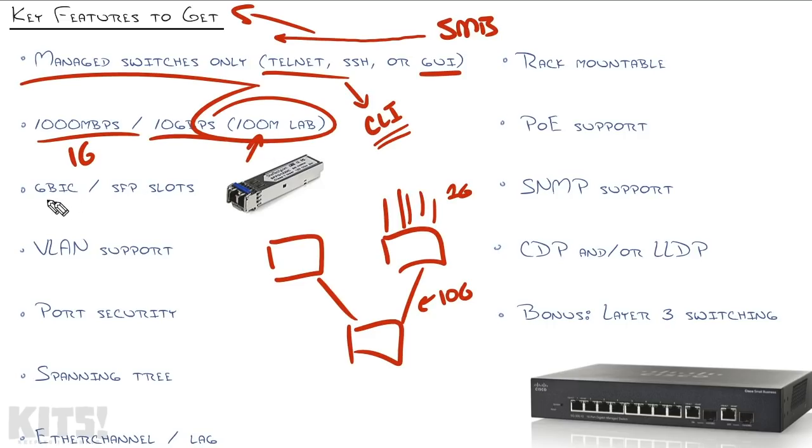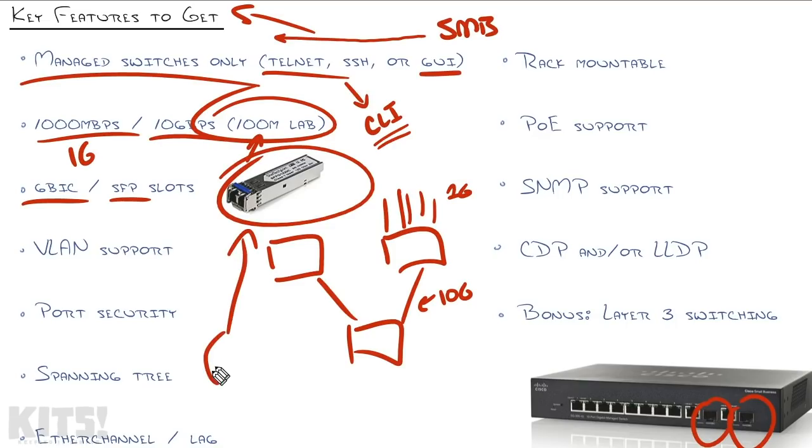Now you may want to look for a switch with GBIC or SFP slots. These are essentially two acronyms that mean the same thing. They are slots or ports that have modules that can be changed out. Now, the switch won't come with any modules. That's where you buy these small form pluggable modules. And usually these deal with fiber optic cable.